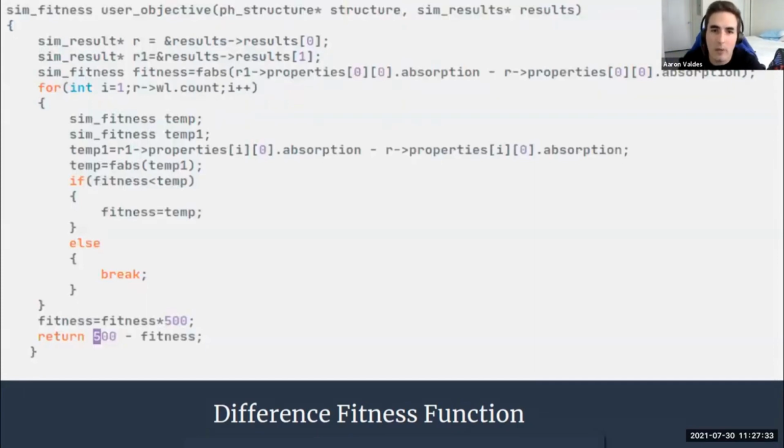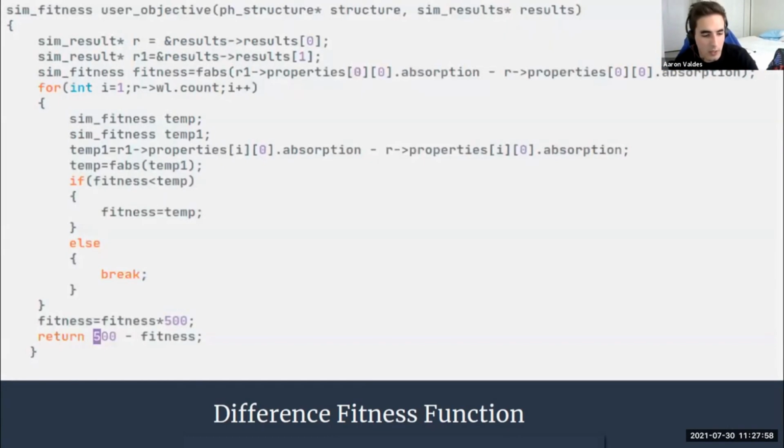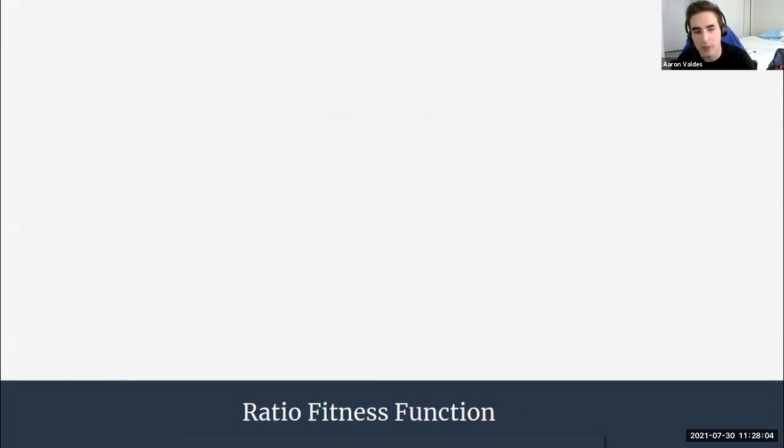This simulation uses a fitness function that iterates through all the specified wavelengths and finds the maximum absolute difference of absorption between the two phases. As you can see, we find the maximum absolute difference of the absorption of the crystalline state minus the absorption of the amorphous state for all the wavelengths. And by the way, 500 here is an arbitrary value for maximizing our results. So, the ratio fitness function.